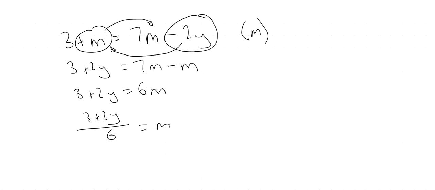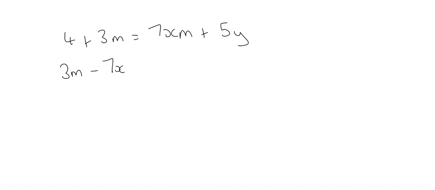So I know I'm very lovely. 4 plus 3m equals 7xm plus 5y. All right, so let's do something like this. Now I've got something that's worse. I'm going to start the same way. What am I going to do? Get my m's together. So let's leave 3m over here, and let's bring over 7xm. Then I'm going to leave 5y, and I'm going to bring 4 over here.